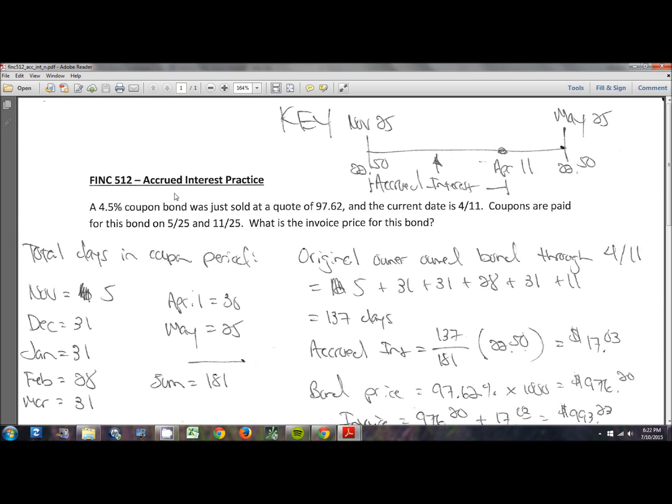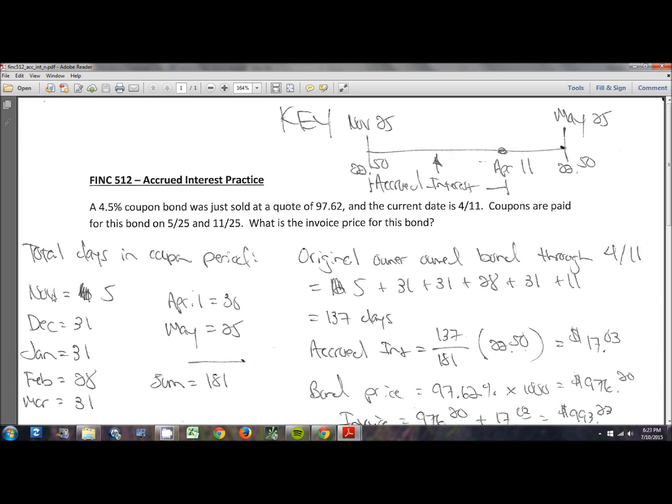It was just sold at a quote of 97.62. Remember, a bond's quote is always given as a percentage of par. And so to find the bond's price, you simply take 97.62% of 1,000, which comes out to be $976.20, which we will see later on. The current date is 4/11, and the coupons for this bond are paid on 5/25 and 11/25. So what is the invoice price for this bond?